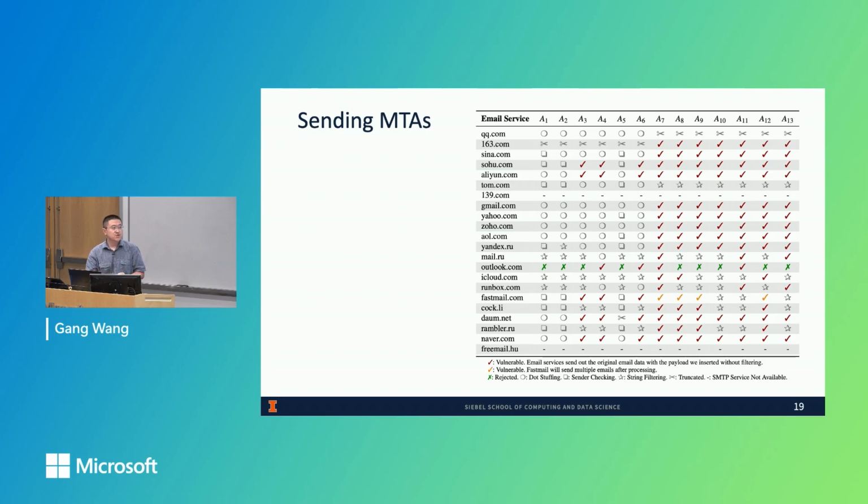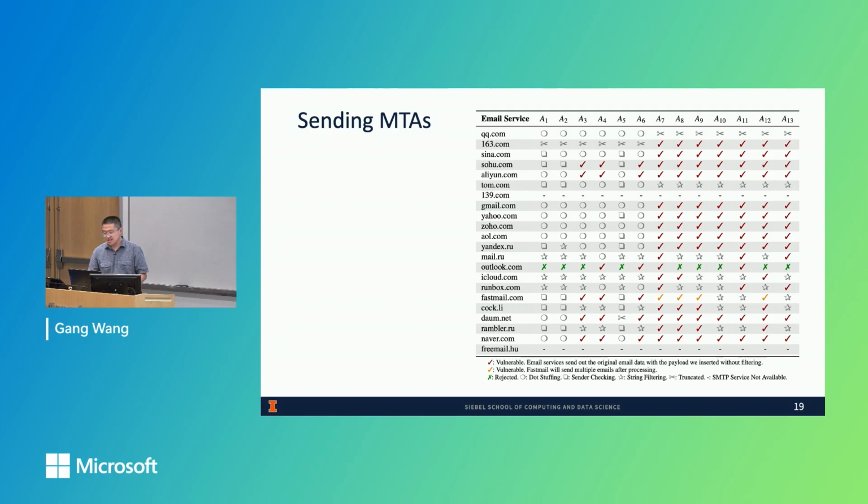Here are the results, a deeper dive into the public email services. These are the 22 email services we could get our hands on with free accounts, and this is the sending side. I want to draw your attention to the red check marks. These are vulnerable services that let emails through without doing anything. The orange check marks are even worse, because on the sending side they already split the email into two. That's supposed to happen on the receiving side, but the sending side did a bad job there.